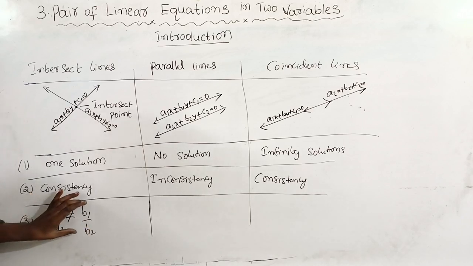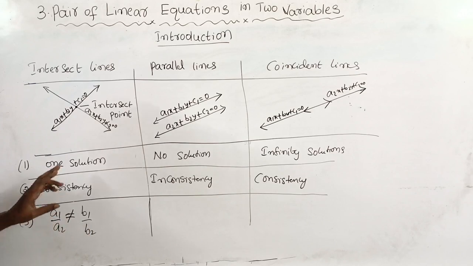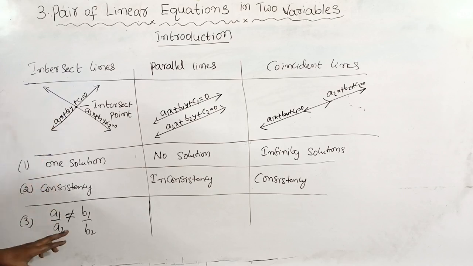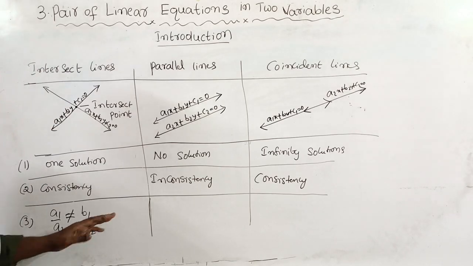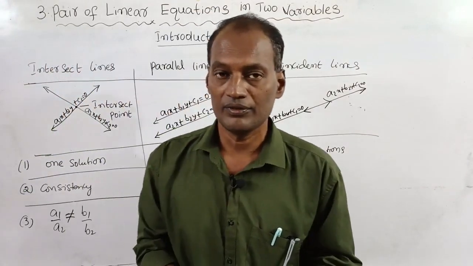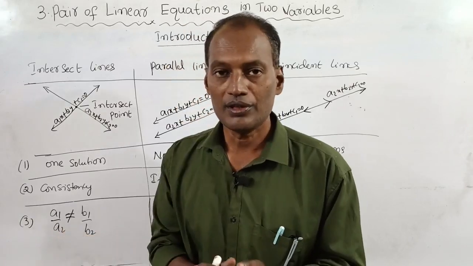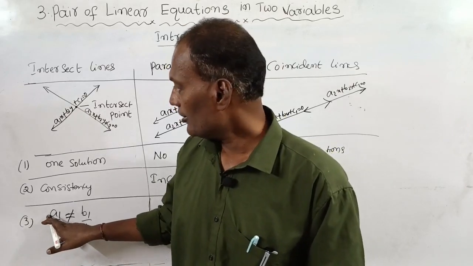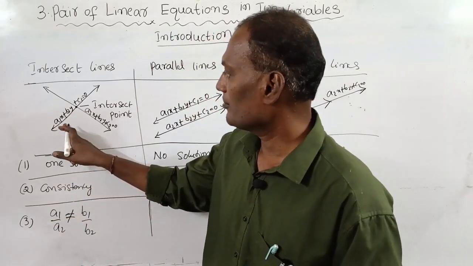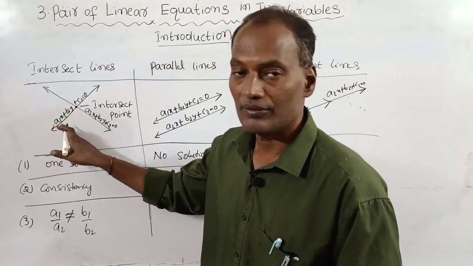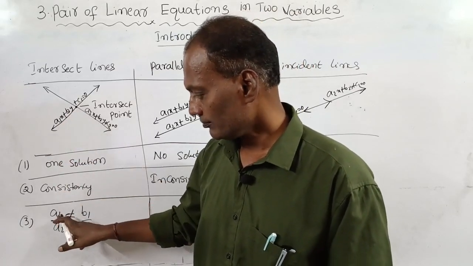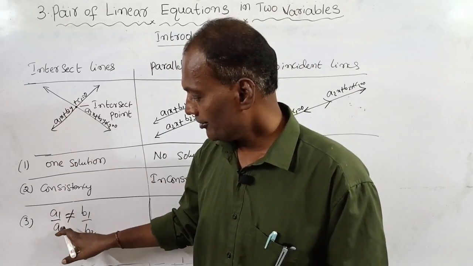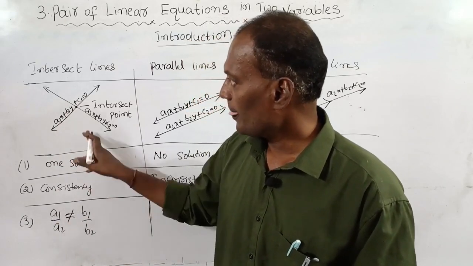A1 by A2 not equal to B1 by B2. It means these coefficient values are not the same. If in the question they give two equations, you can apply this. A1 we can indicate as A1x plus B1y plus C1 equal to 0. These are called coefficients, A1, B1. A1 by A2 not equal to B1 by B2, then that is called the intersect lines.